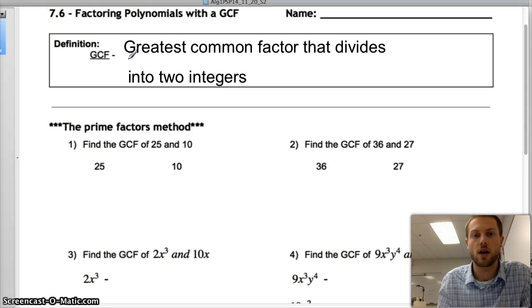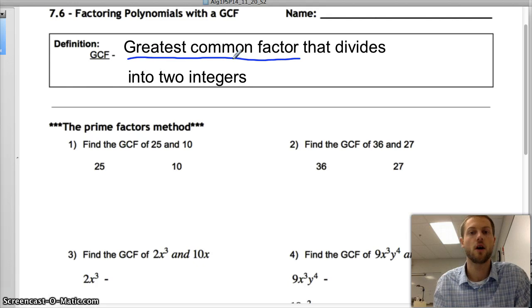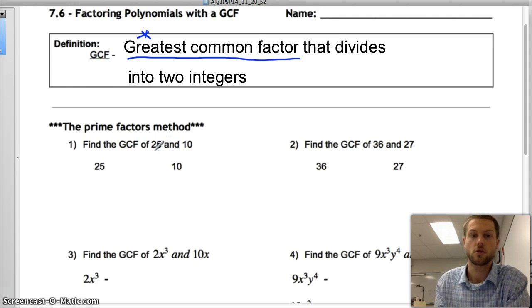As a reminder, here's a definition for the greatest common factor, or the GCF. It is simply the greatest common factor that divides into two integers. Note that the big thing here is that it's the greatest common factor. So it's not any common factor, but it's the greatest. So it's got to be the biggest number that can divide into two integers.